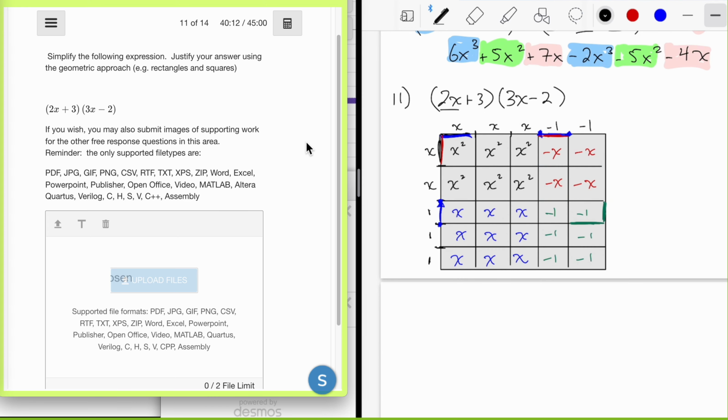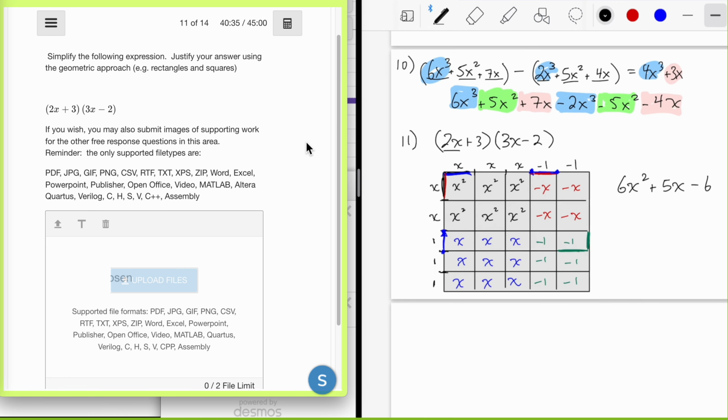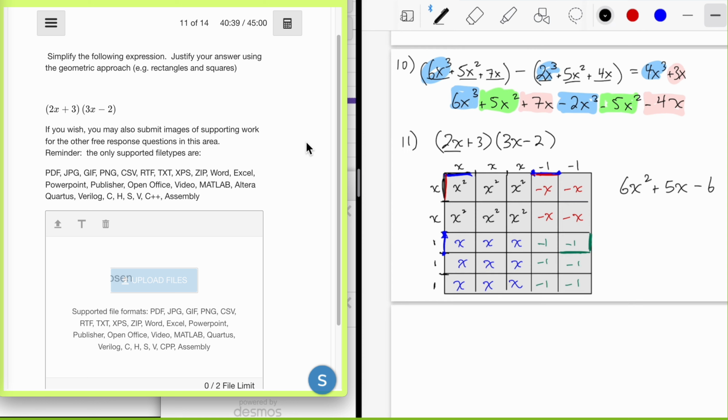So I have 6 of the x squares. I have 9 of the blue x's, but then I have to remove 4 of the x's from that, so we're down to 5 x's. And I have -6 as a total for the single unit squares. And that's what you would get if you distributed this out.